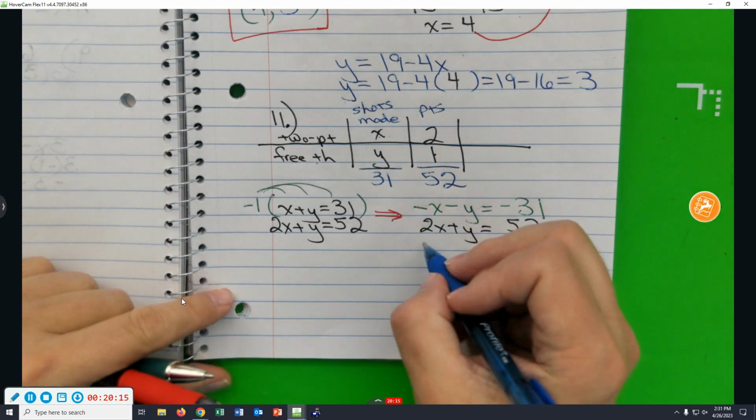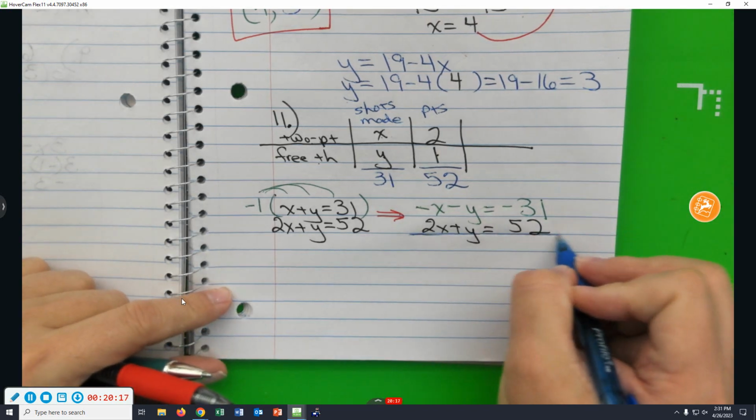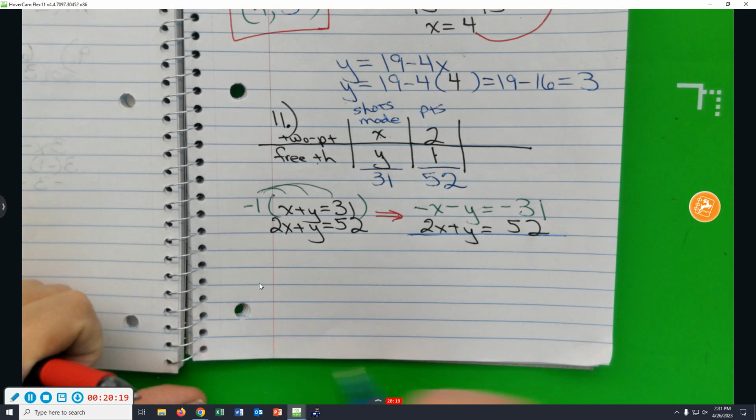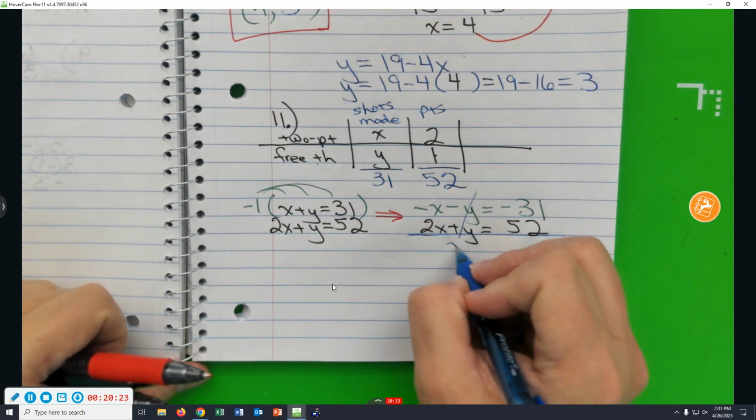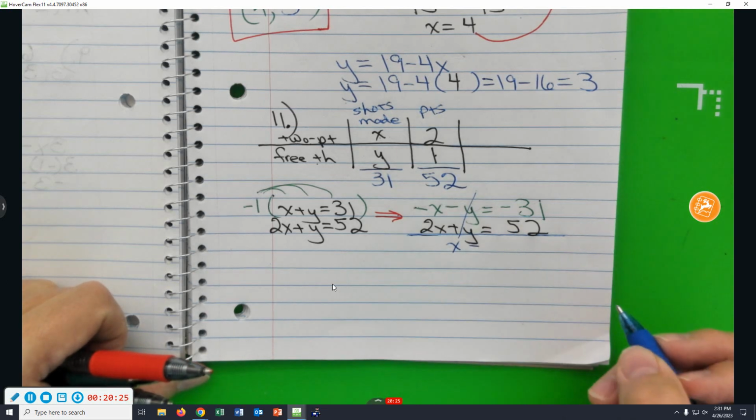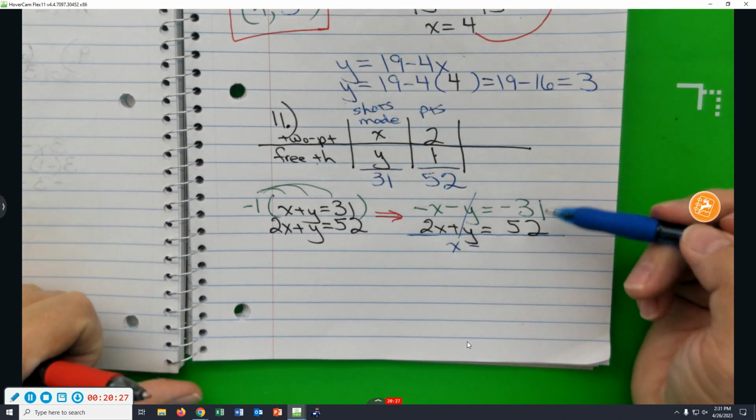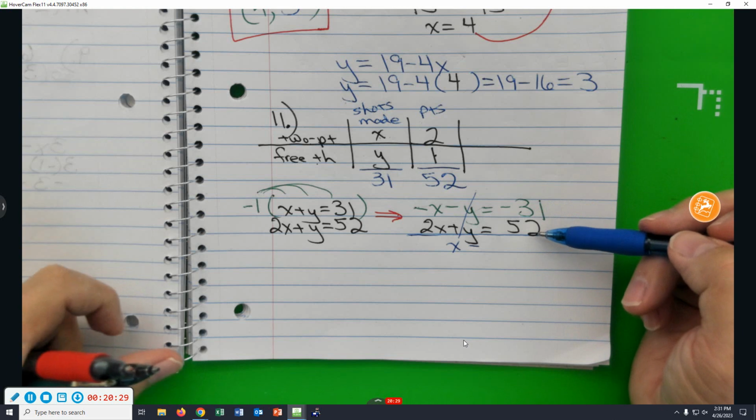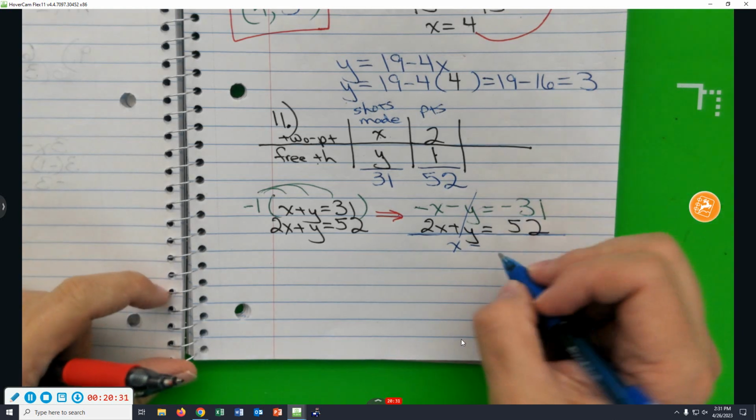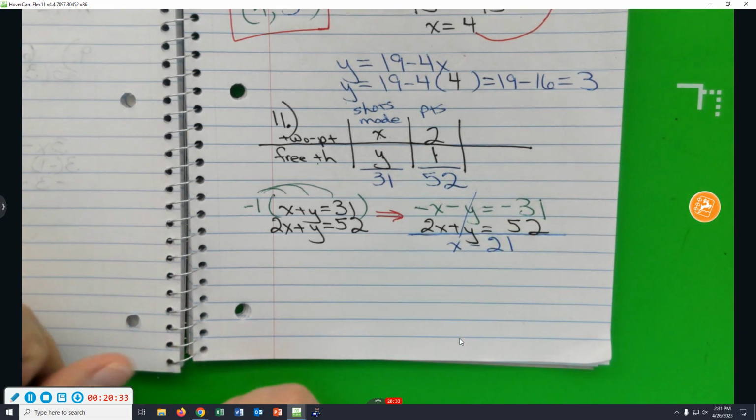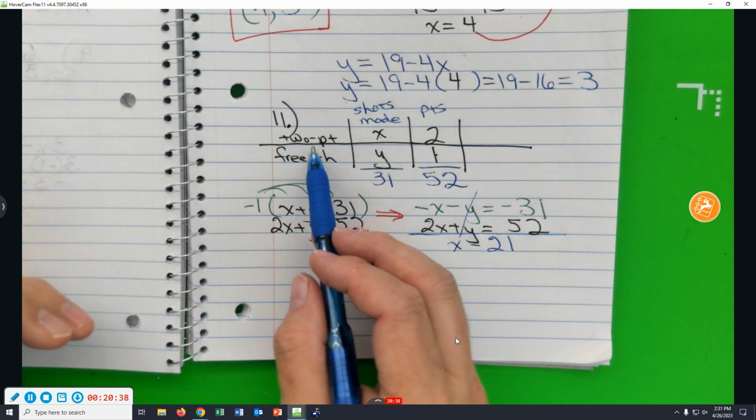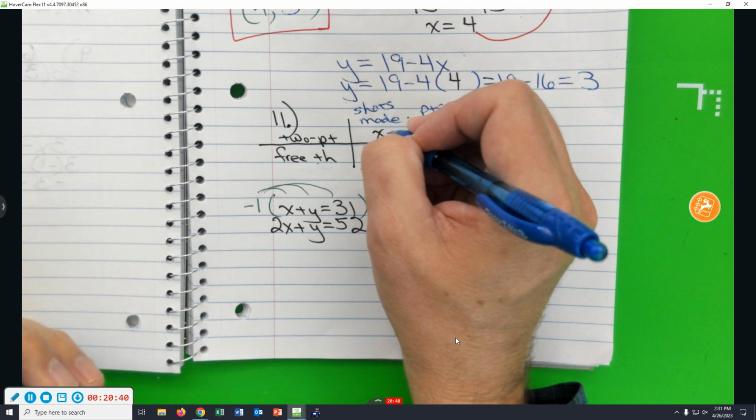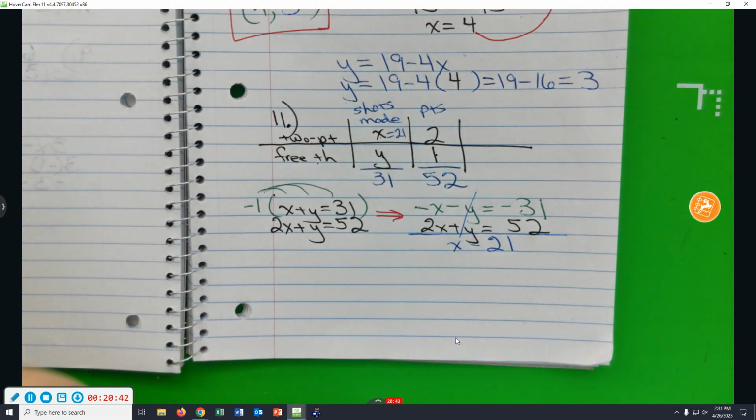Oh, this is working out nicely. We cancel off the y's. Then -1x plus 2x gives us a positive 1x equals -31 plus 52. I agree with 21. So this basketball player scored 21 two-point shots during the game. We know X is 21.